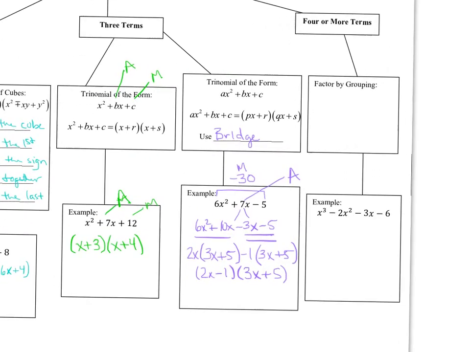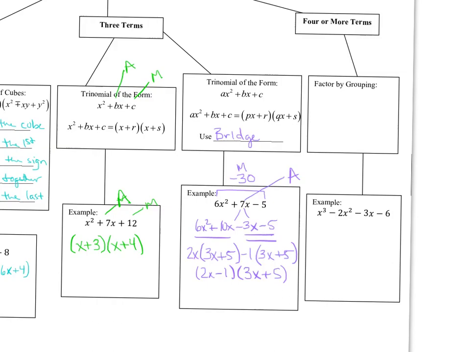So again, if we have three terms, you have to determine: does my first term have a coefficient? If you have a coefficient in front of x squared, you're going to use the bridge method. If you don't, you can use the shortcut method. But I will tell you, the bridge method will always work.